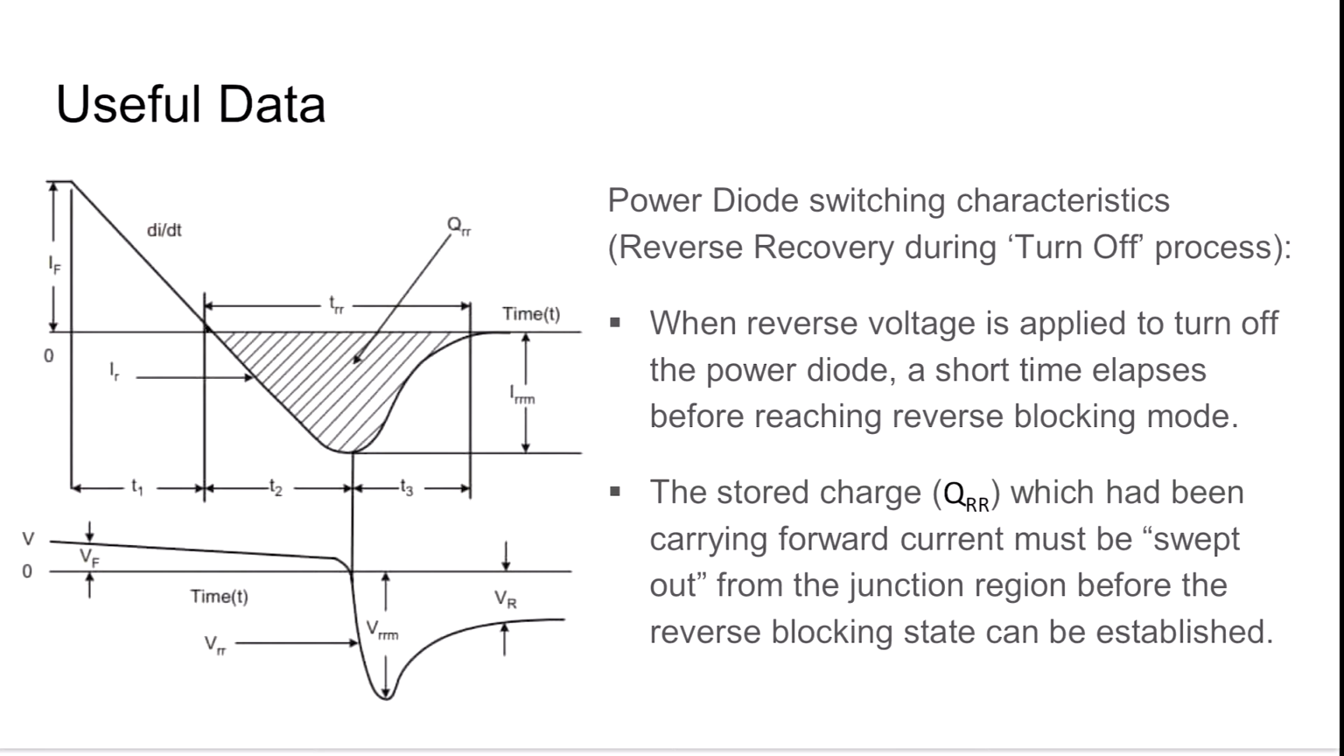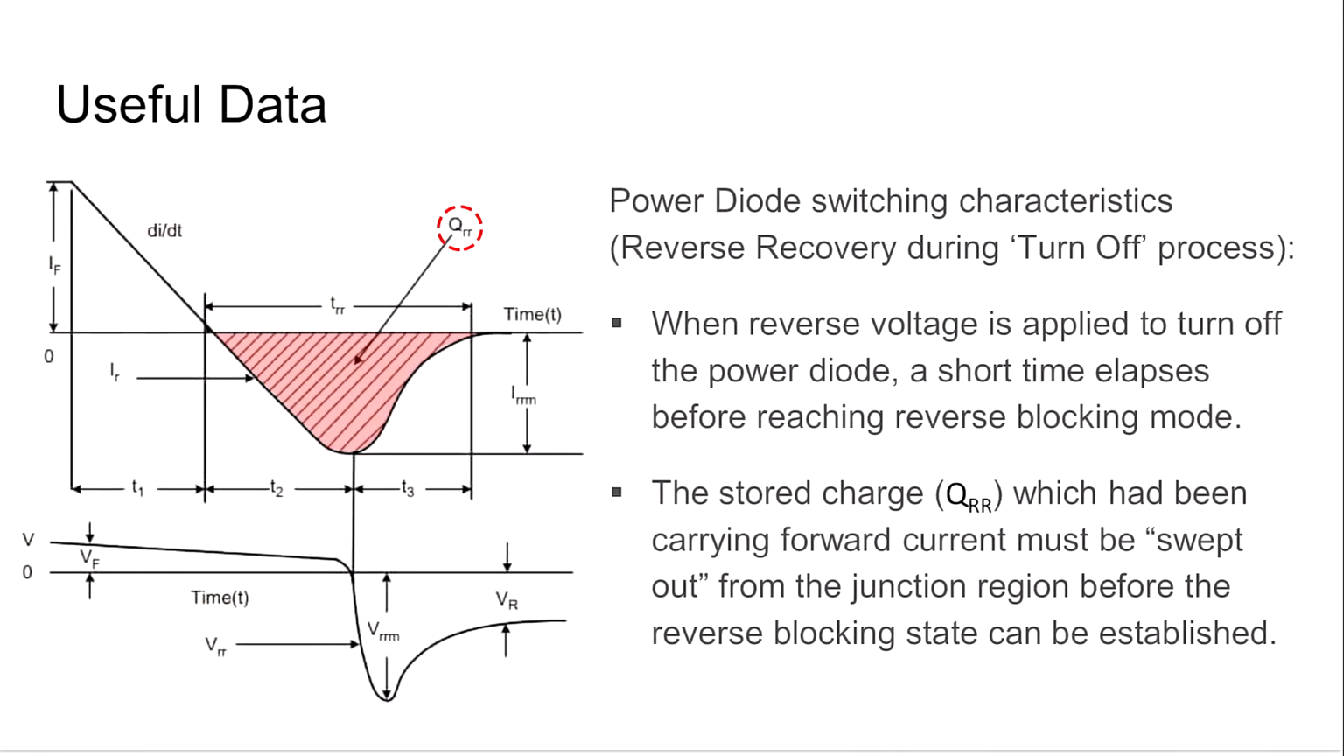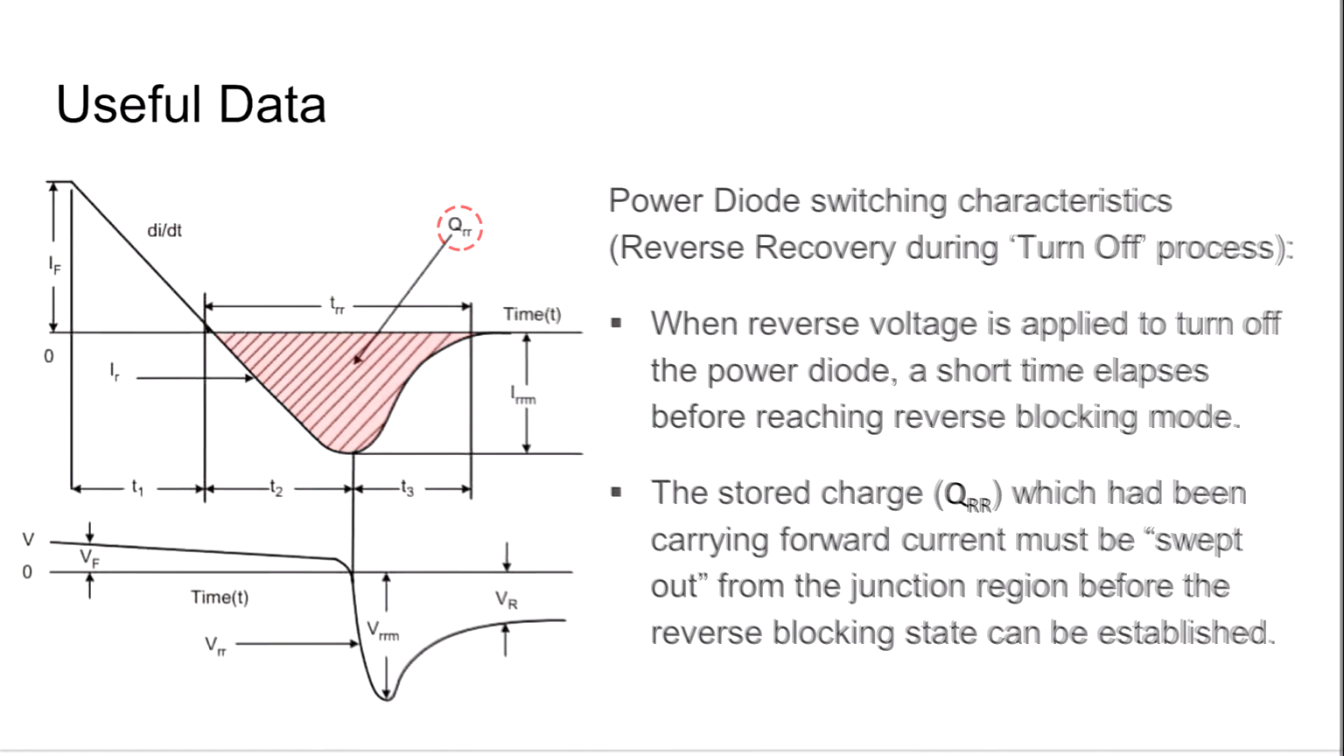Useful data. Power diode switching characteristics, which is reverse recovery during turn-off process. When the reverse voltage is applied to turn off the power diode, a short time elapses before reaching the reverse blocking mode. The stored charge QRR, which has been carrying forward current, must be swept out from the junction region before the reverse blocking state can be established.